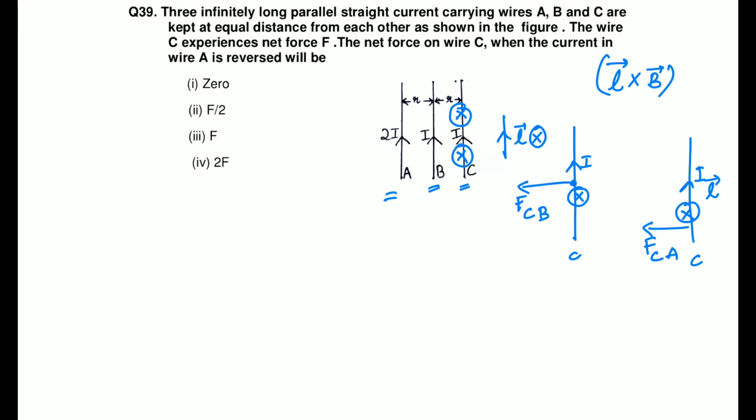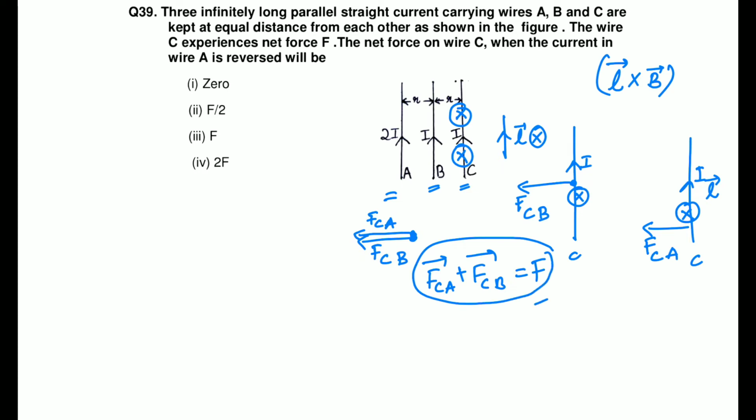So the combined effect: this is the force on C because of B, and in the same direction the next force will also be the force on C because of A. So basically FCA plus FCB will result in the net force that the question is talking about, that is F. I hope that is understandable.